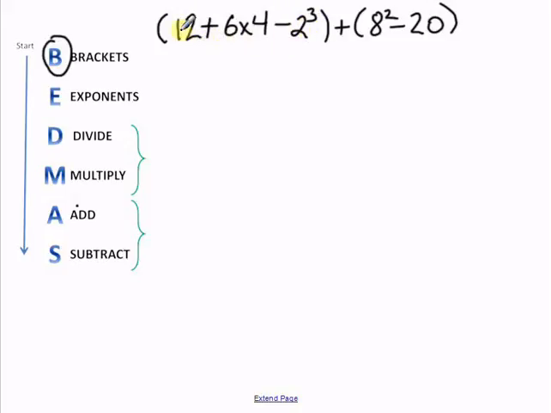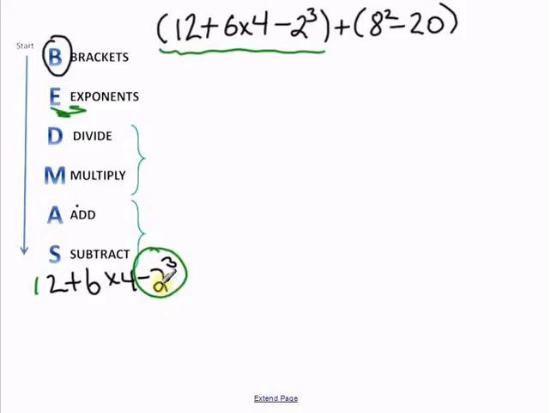And it's like its own order of operations question. So if I think about just this stuff here, 12 plus 6 times 4 minus 2 cubed, that's inside the brackets. And really, it's like its own BEDMAS question itself. So inside the brackets, I have to think which thing to do first. Are there more brackets inside there? No. Is there an exponent? Yes, there is. Right there. So I have to come in and do this first.